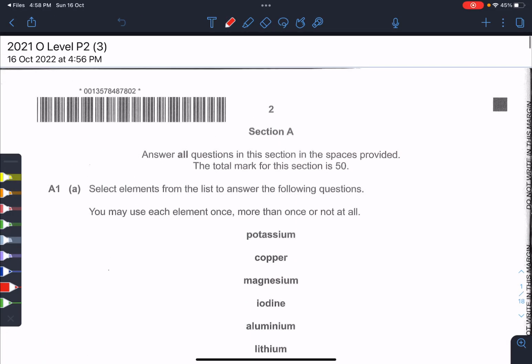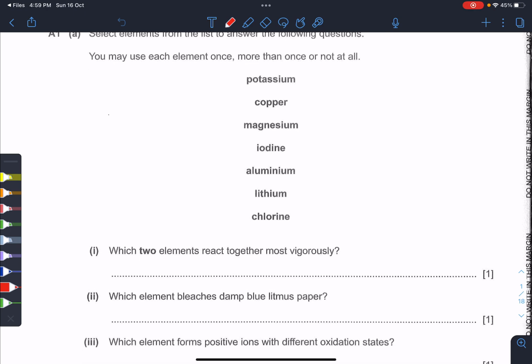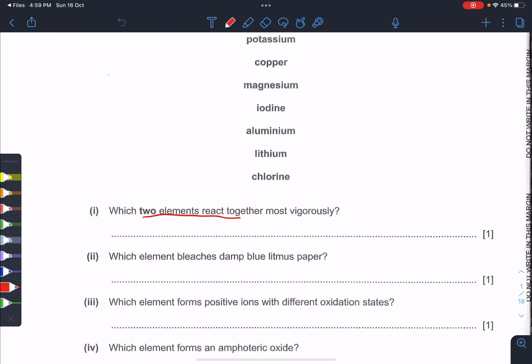Okay, so I'm going to go through a 2021 paper. I'm not going to go through everything. I'm going to go through the main points that you generally have problems with. So in this case, which two elements react vigorously?